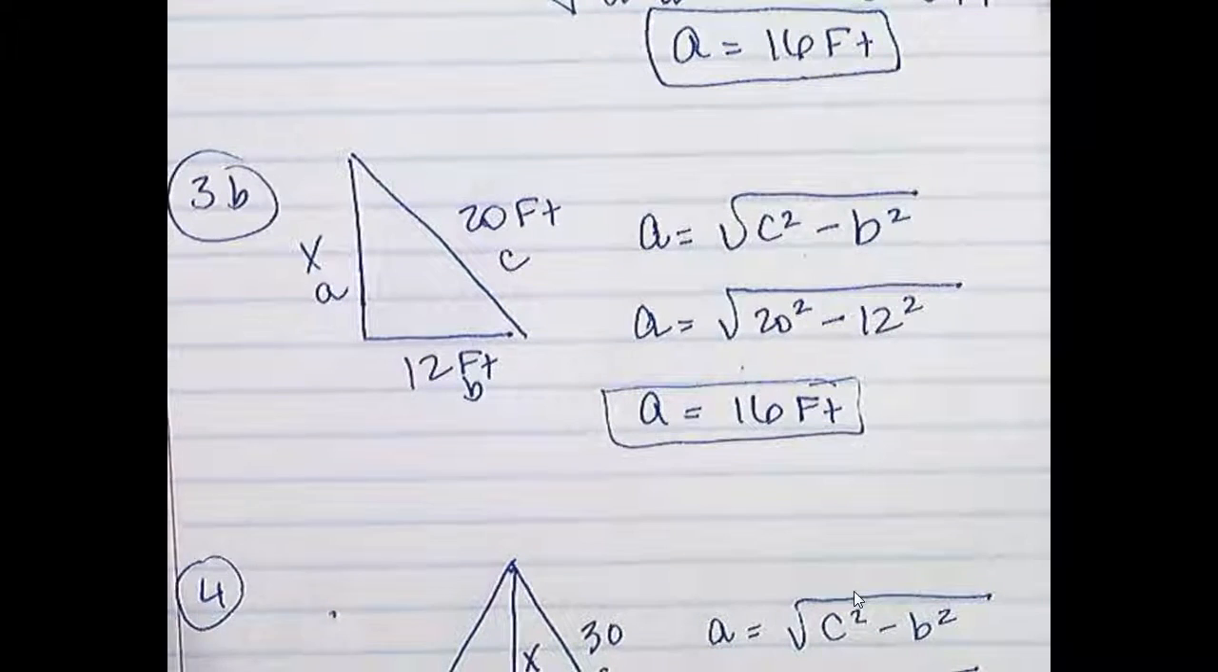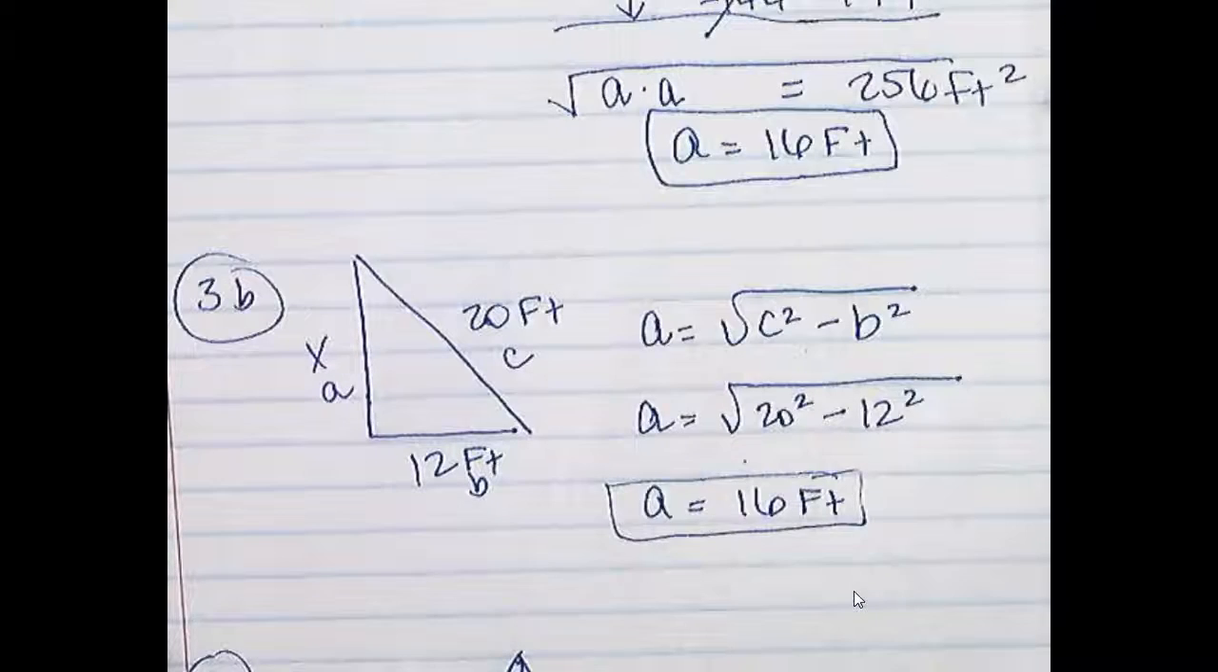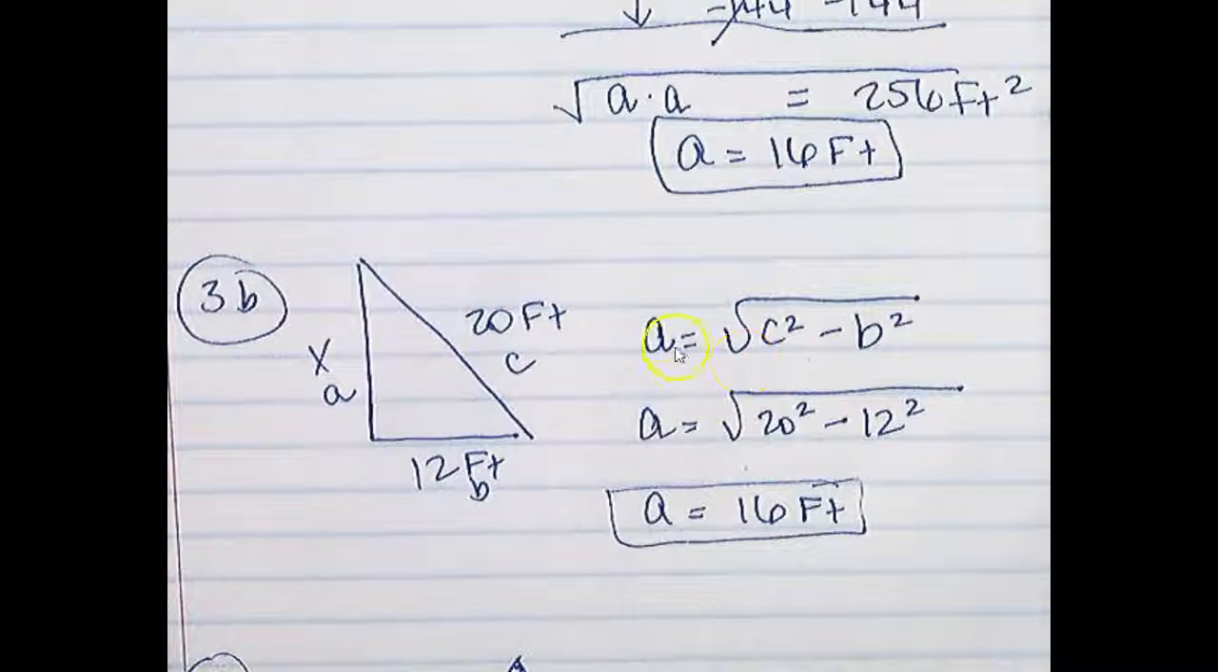Question 3b. Same picture, different idea. What if I gave you a different formula? What if I told you the missing leg equals the square root of the hypotenuse squared minus the leg you know squared? So if you look at my work, I have a equals, because I don't know a, 20 squared is my hypotenuse, subtract 12 squared is my base. If I type that in the calculator, be sure to close, you'll get 16.